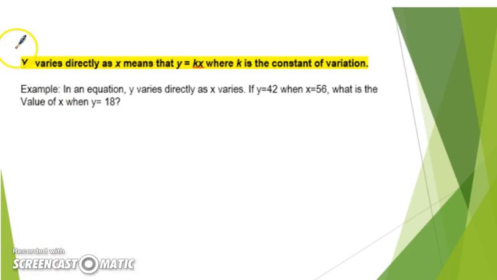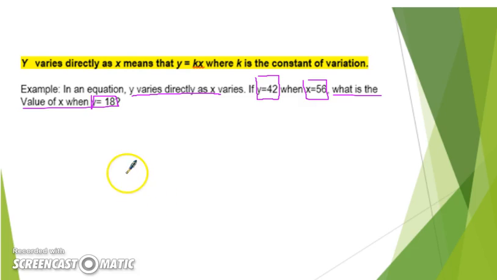Okay, lastly, we're going to talk about when y varies directly as x, that means y equals kx, where k is the constant of variation. So we're going to look at this example. It says, in this equation, y varies directly as x. If y is 42 when x is 56, what is the value of x when y is 18?